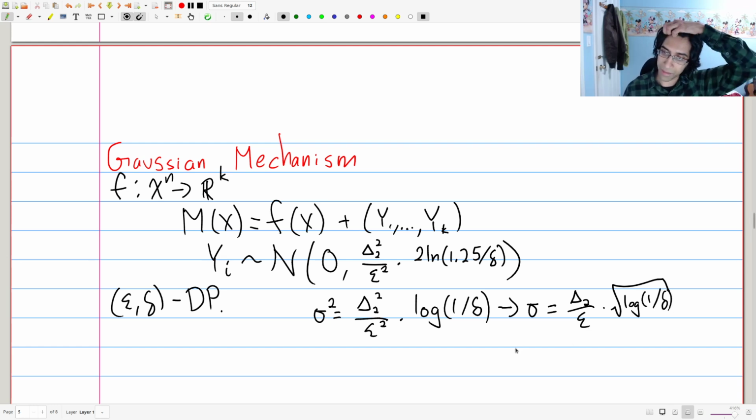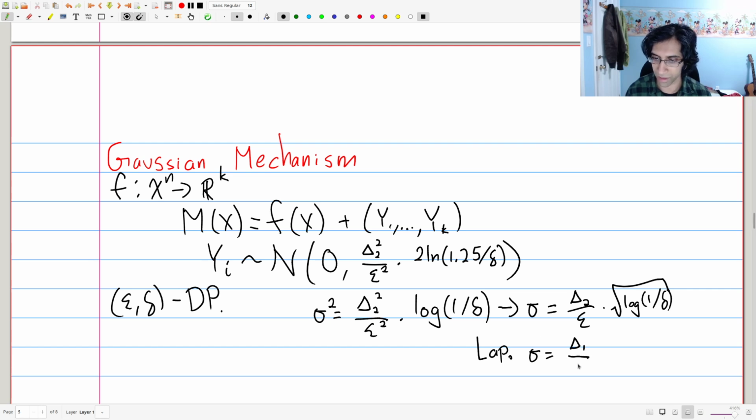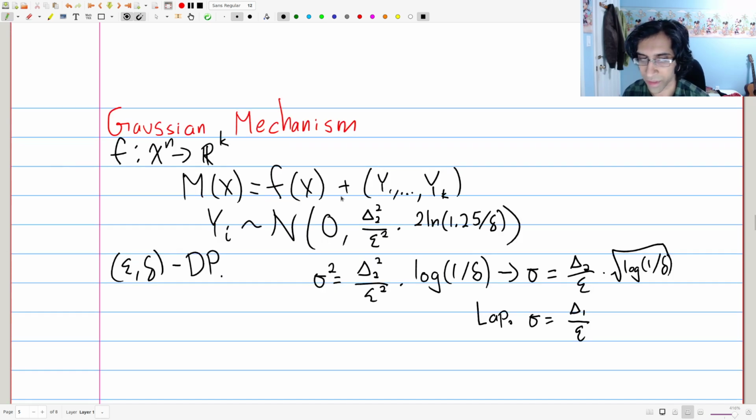Let's recall the Laplace mechanism. If we wanted to do the Laplace mechanism, then this would have the sensitivity equal to the L1 sensitivity, and the amount of noise we would add to each coordinate would be the L1 sensitivity divided by epsilon. So you can see the difference in the scale of the noise that we add via the Gaussian mechanism and the Laplace mechanism. The Gaussian mechanism will have the square root log 1 over delta, which we don't care so much about. Really, it's the same in the sense it's the sensitivity divided by epsilon.